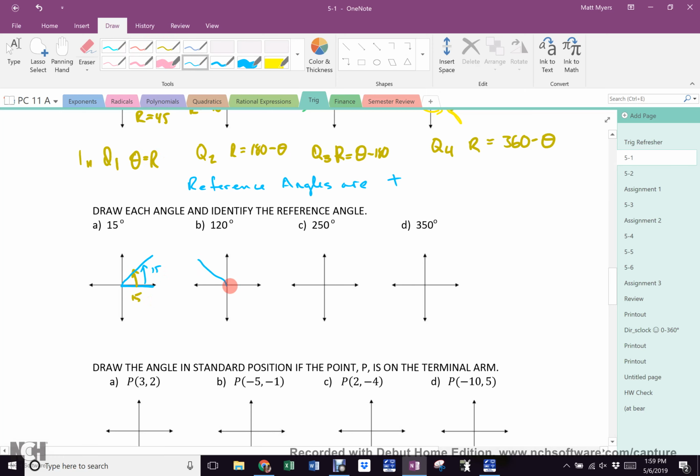In number 2, 120. Where's the reference angle? Right or left of the terminal arm? Left. What is it? 180 minus, what's theta? 120. So what's the reference? 60.